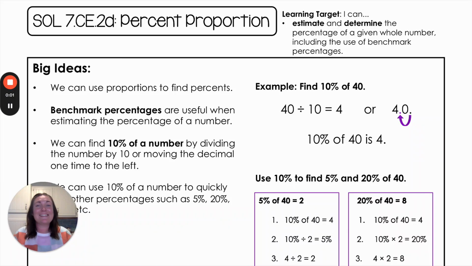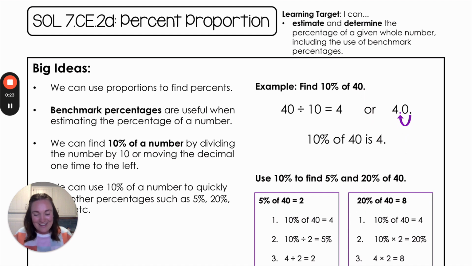Hello everyone, today we are talking about percent proportions. We've talked about how to set up a proportion, how to solve a proportion. Today we're going to talk about proportions in the context of percentages. We are also going to talk about a very important life skill, which is using benchmark percentages to estimate things. So if you go to a restaurant or if you're tipping someone for a service, this is hopefully going to be a very helpful video.